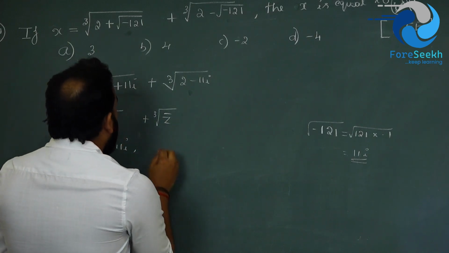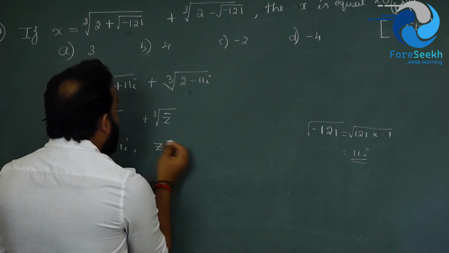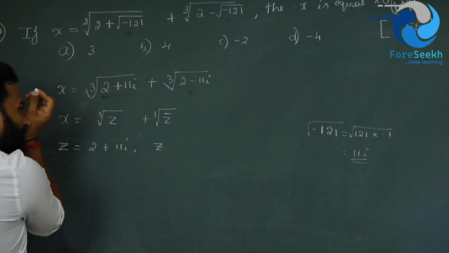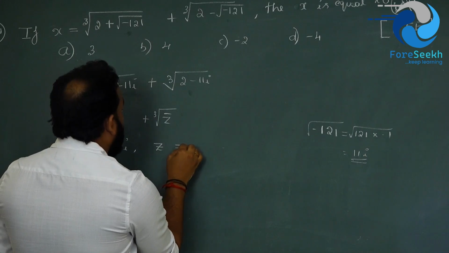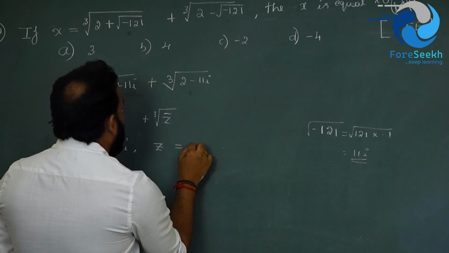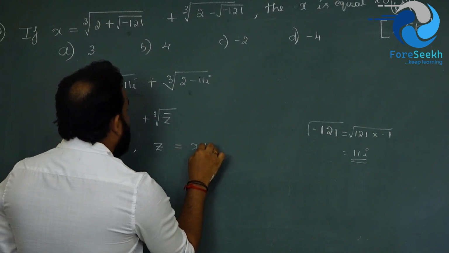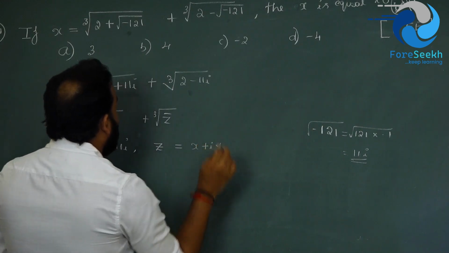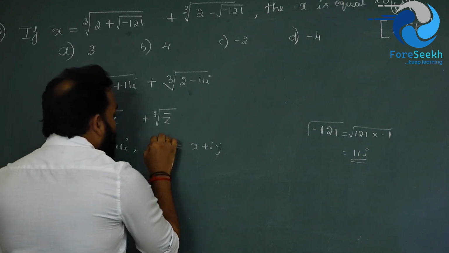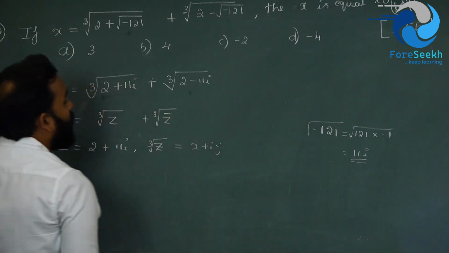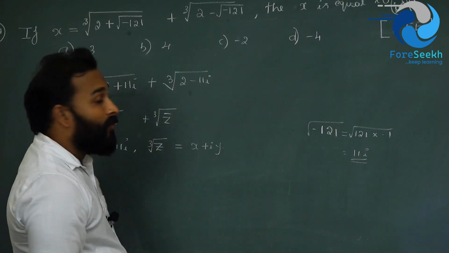Now, if I assume my cube root of z as x plus iy, because I want to find cube root of z, so I can write my cube root of z is equal to x plus iy. Focus here.